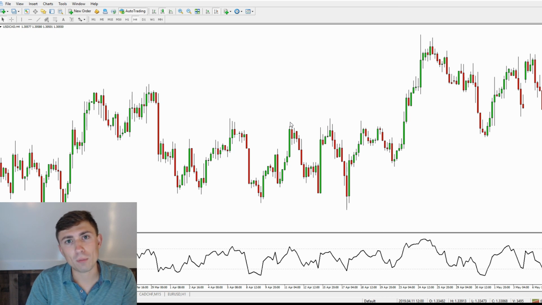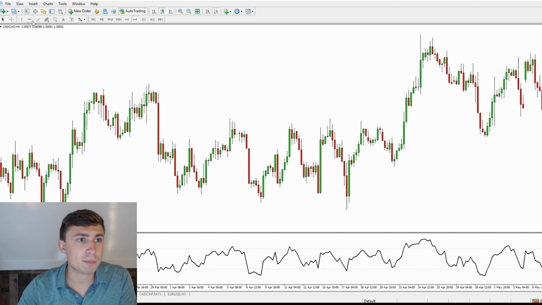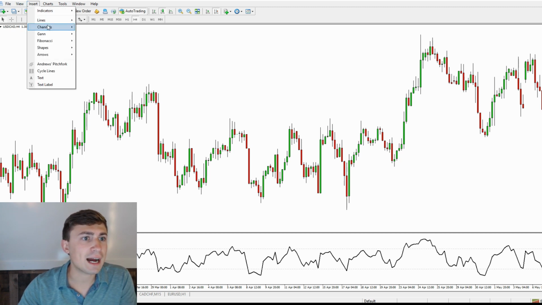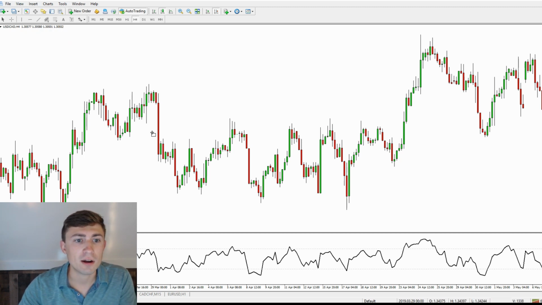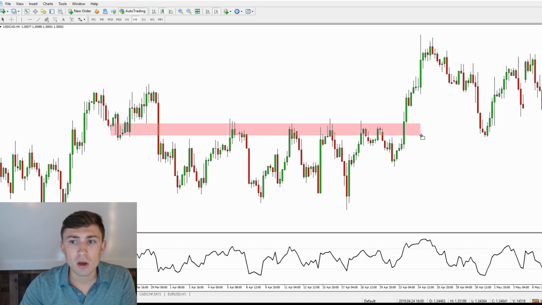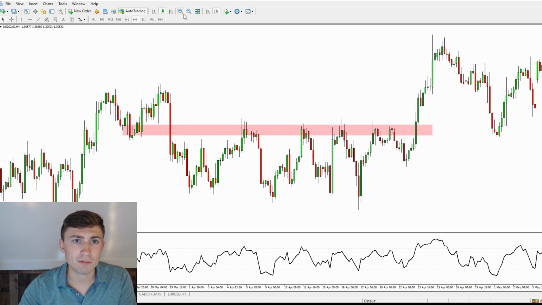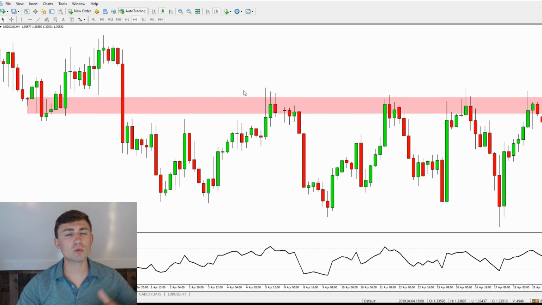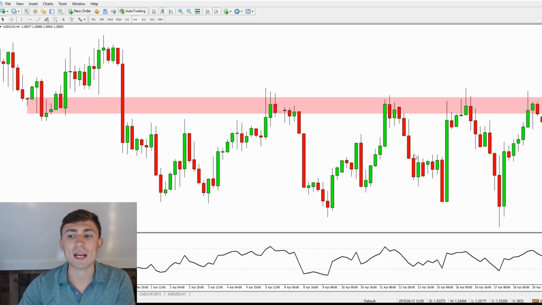Very nice little pullback trade here, and exactly the concept that we just got done explaining. So let's go ahead and talk about it. What we can see here, if I highlight this structure using this shape and zoom in just a little bit, is that price was rebounding off of this level quite a few times.